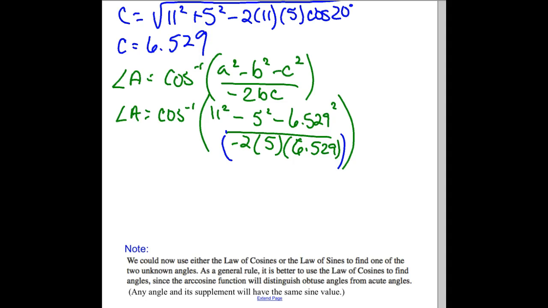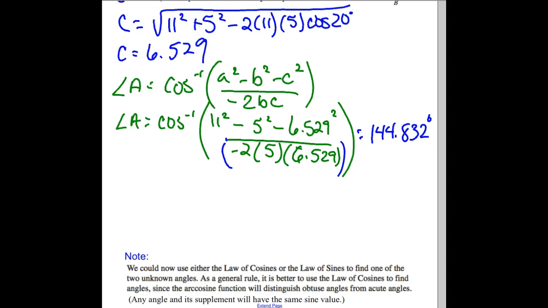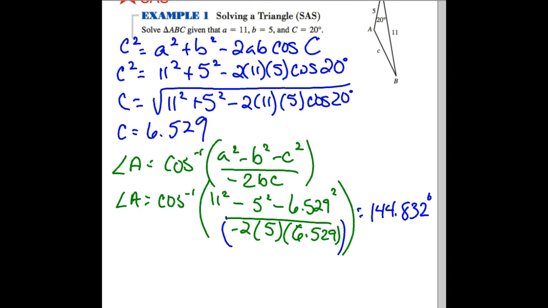What are we getting? 144.832? Yes? Okay. And now we actually know two angles, right? We were given the 20-degree one. We now found the 144-degree one. So we can just subtract them from 180 to get our third angle, which would be, in this case, angle B.